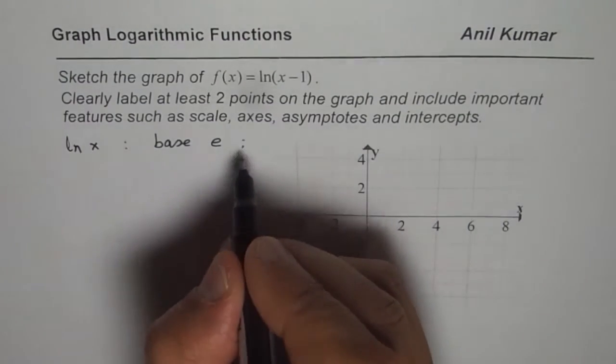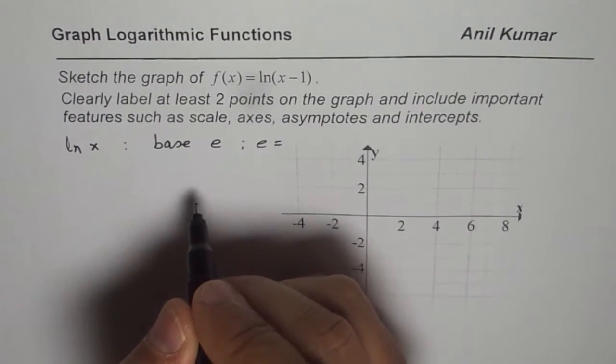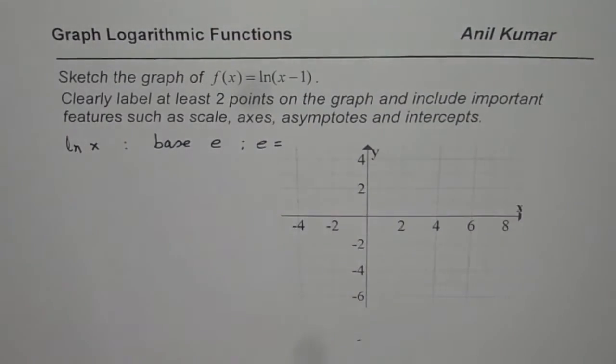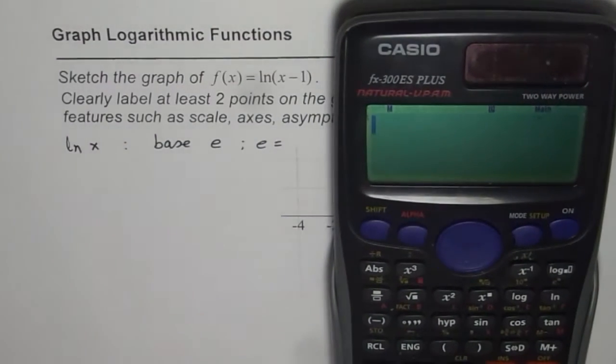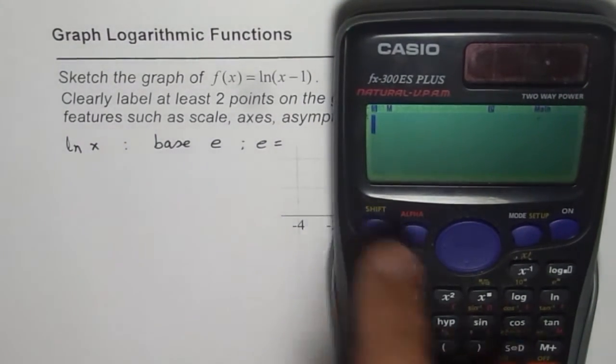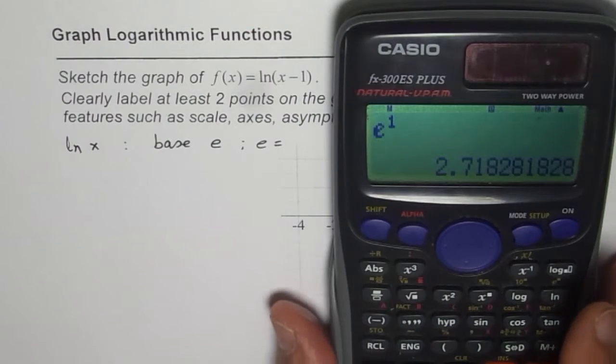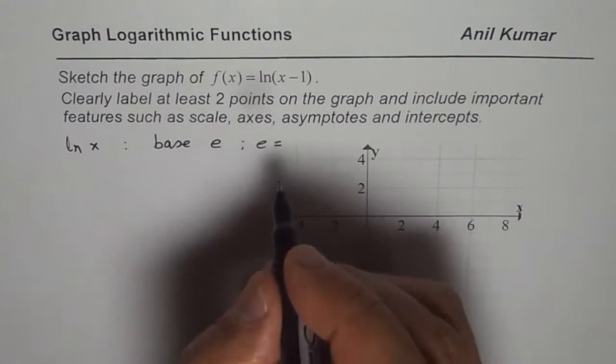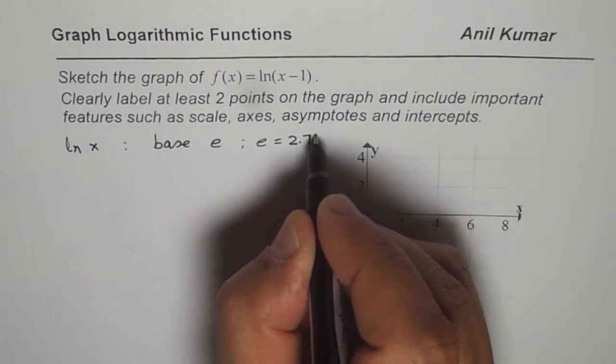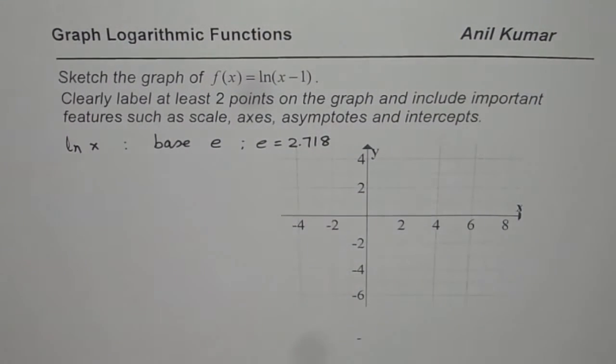Now what is e? As you know, e is a number which is, let me show you on the calculator also, 2.718. You can find this number by just pressing e to the power of 1, equals, right? So you get so many digits. So 2.718 is good to remember, 718. Okay, so that is the value of e which we are going to use for this particular sketch.